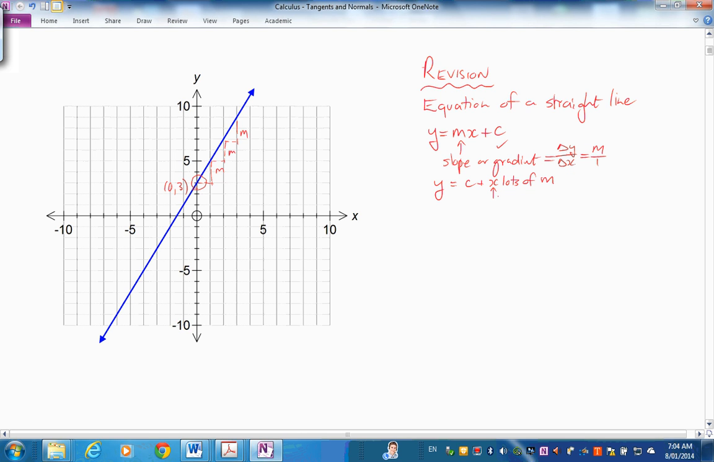Okay, so this is the idea here. X lots of m gives you the necessary movement along the line. That's why mx plus c works. Okay, we don't put x lots of m, we use this. But the notion of it is to start, come over here again, at the point c, and then for every x you're going to move up m, so it's going to be mx plus c.